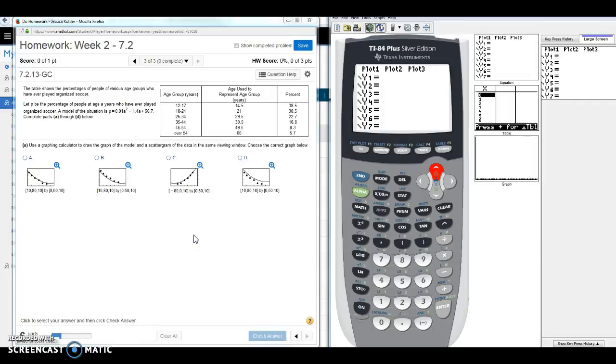Let's use the TI calculator in order to graph a scatterplot and a model that is quadratic. We're going to look at a table of values. There's an age group, but then we're going to use the middle age of that group to represent each age group, and then this is the percent of people who have ever played organized soccer. And so the younger group has the highest percentage, and then the older group has the lowest percentage.